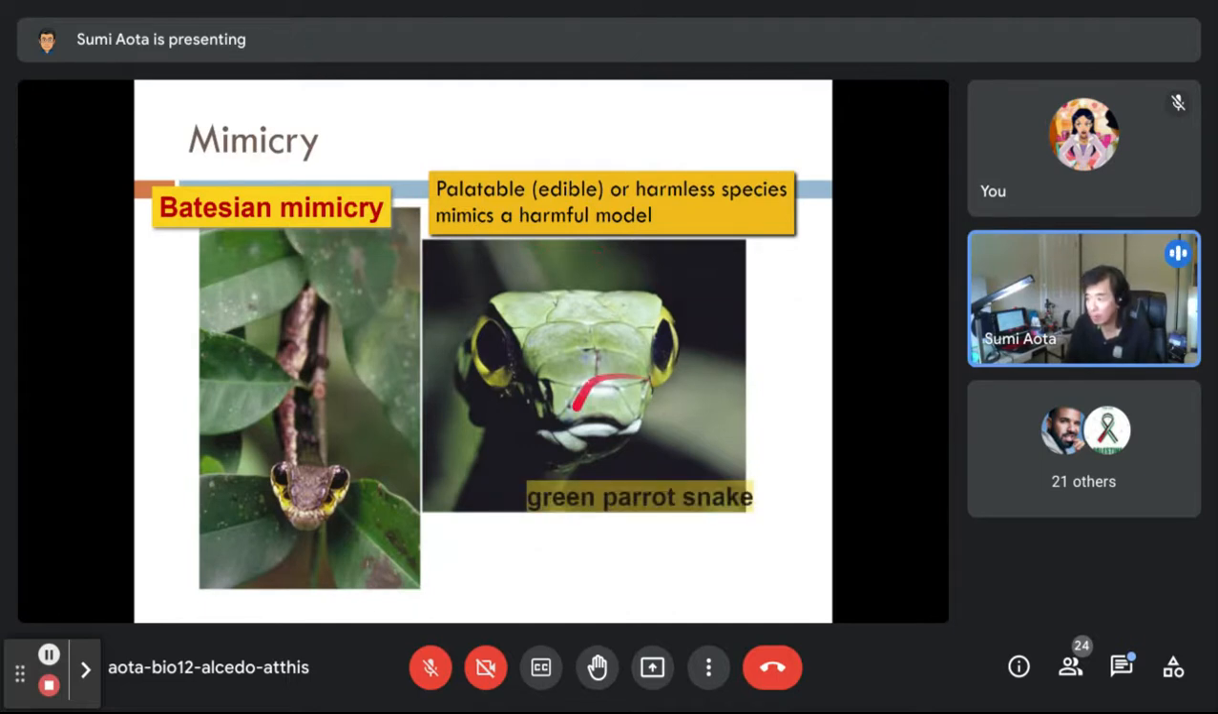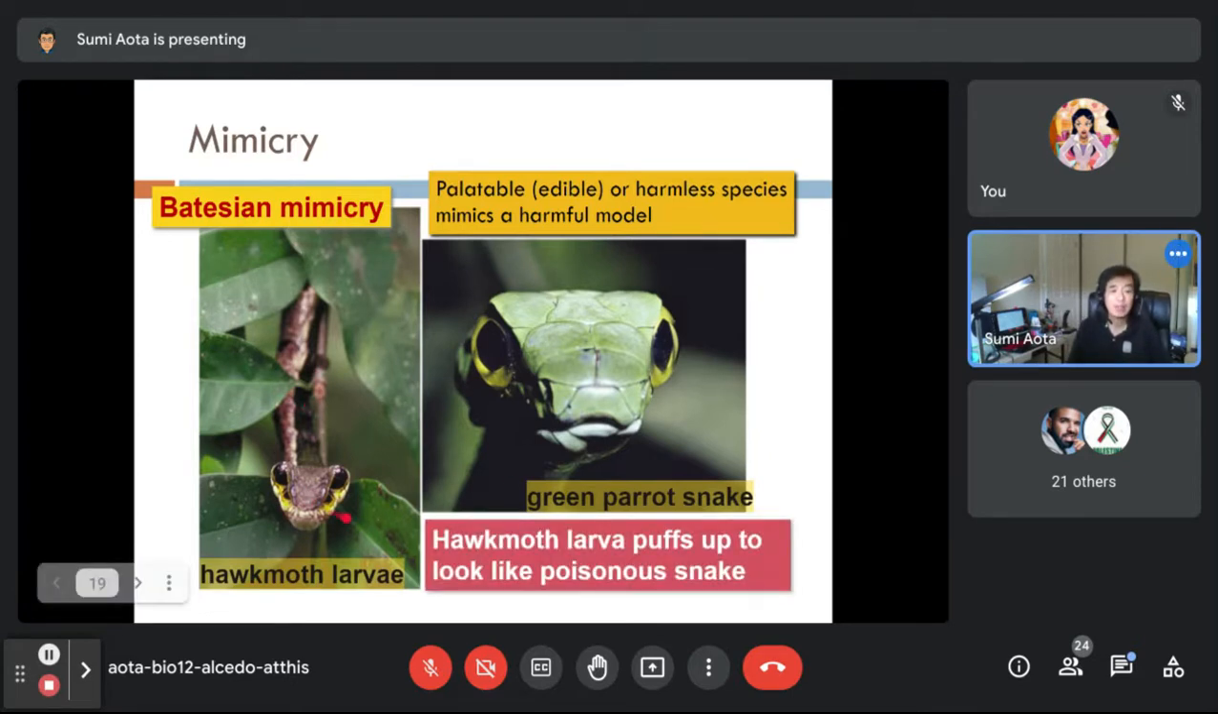So this is the green parrot snake, which is pretty venomous. And this is the hawk moth larvae, which is pretty edible. And when the hawk moth larvae finds itself in a dangerous situation, it basically puffs itself up so that it looks like a poisonous snake, and then the predators basically leave it alone. Okay, so that's Batesian mimicry.